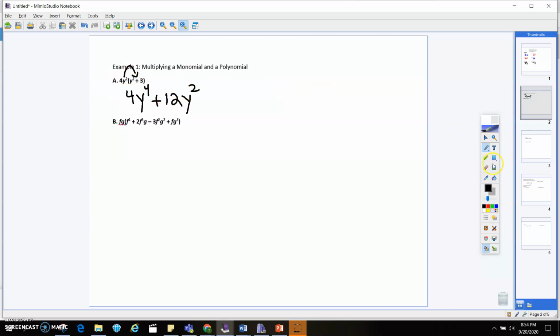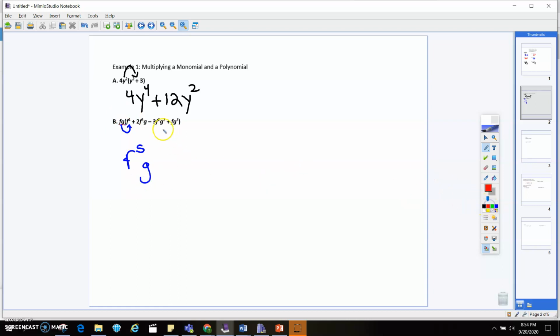All right, so B looks a little crazy, okay? This is where I kind of suggest you use the distributive property. You can't use the box method, but I personally like the distributive method. So we've got fg times f to the 4th. Okay, so I'm going to add the exponents of the variable that is the same. So we've got f to the 5th power because 1 plus 4 gives us 5. And then we've got that g just chilling.